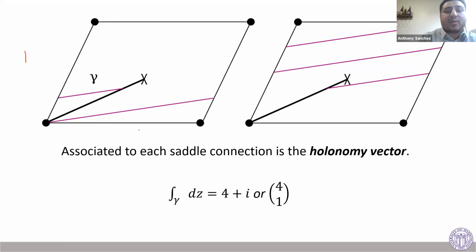So assuming the side lengths of both of these parallelograms are 1, I see that I traverse once here, 2 more times in this direction, and then 1 more unit contribution of horizontal traversing when I concatenate the piece that goes through the slit. So I've traversed this translation surface 4 times horizontally, and that's where this 4 comes from, and I've traversed it one time vertically. So that's where this 1 comes from. So using the holomorphic differential, I'm able to understand the horizontal and vertical displacement of the saddle connection.